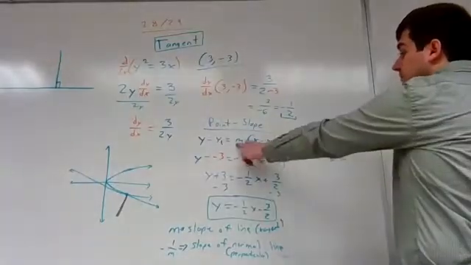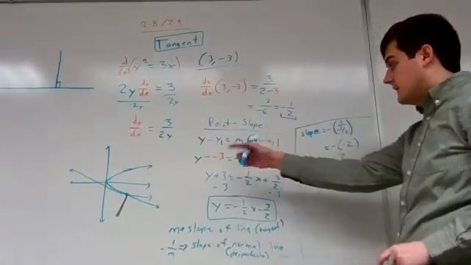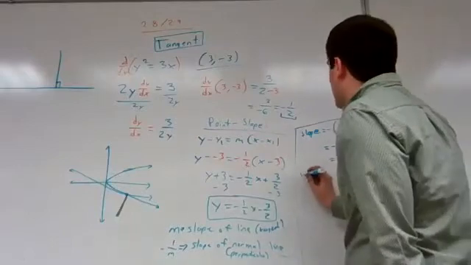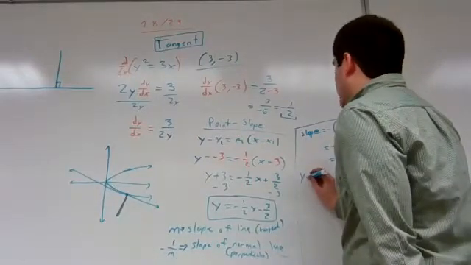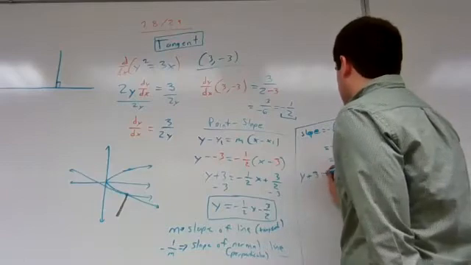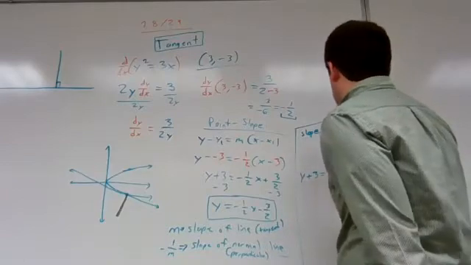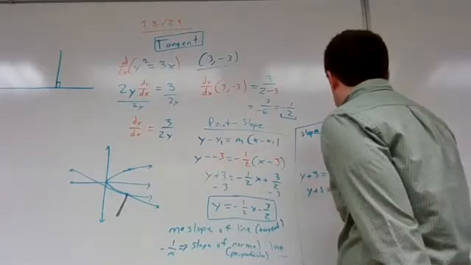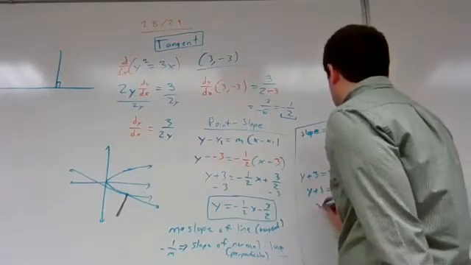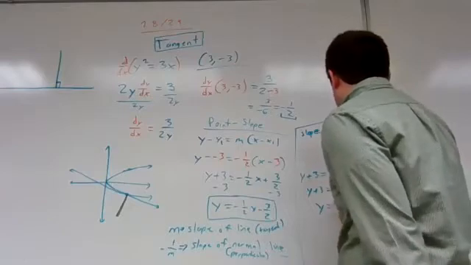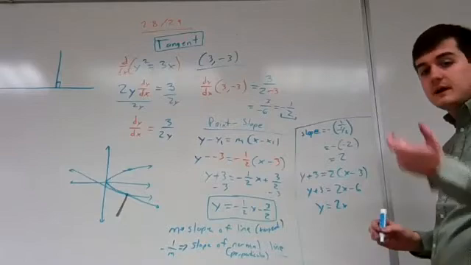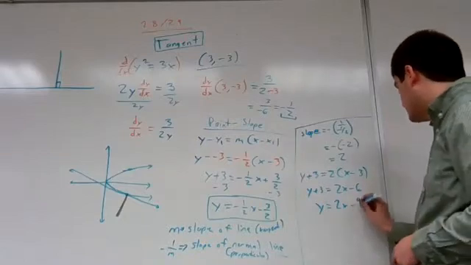Okay, so we use 2. Now I'm going to put 2 in for the slope instead of negative 1/2. So that's going to give us y minus negative 3, which again is plus 3, equals 2 times x minus 3, which leaves us with y plus 3 equals 2x minus 6, which means that y equals 2x. What is minus 6 minus 3? Well, you add the two numbers together, so we get minus 9.